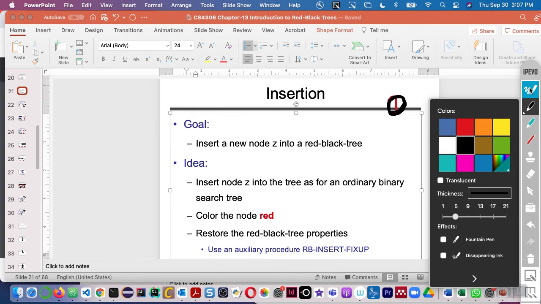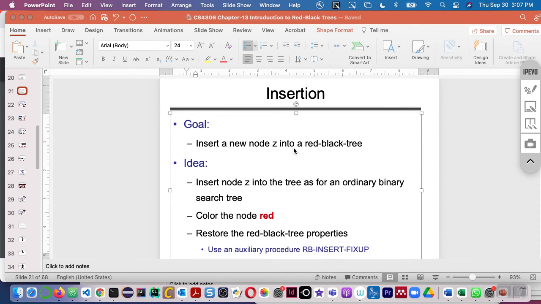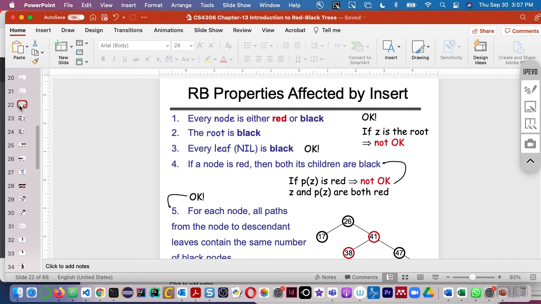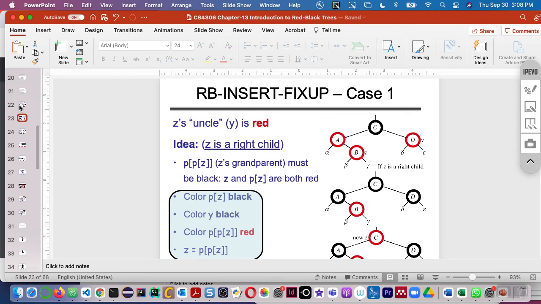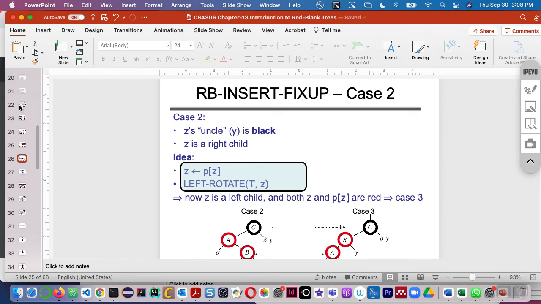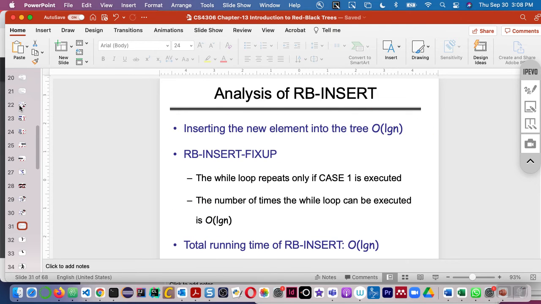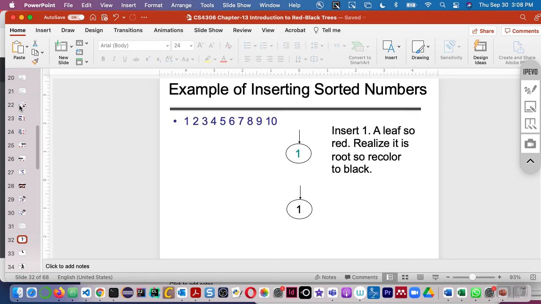Then let us think that I got another element. Every time we get a new element, make it red. And if needed, then change the color to black, so that it maintains all the properties. So let us come up with an example starting from here.